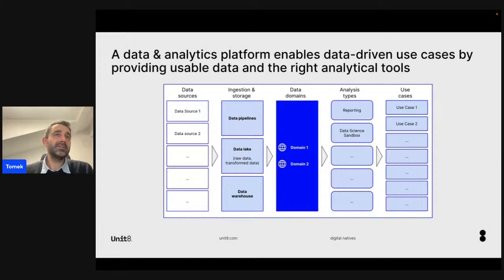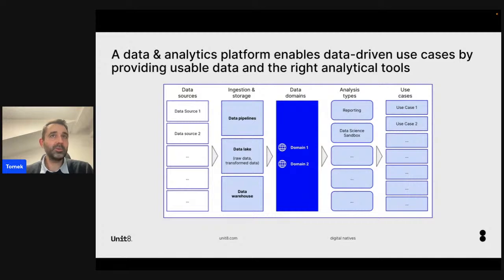So this is one of the very simplistic views of a data platform with your data sources, your ingestion pipelines, your data lake, your data warehouse, lake house, whatever term you want to use, your model data with data domains, and various tools that allow you to do all sorts of analysis, like reporting, BI, data science, machine learning, and at the end of that, actual use cases that bring value to the platform.